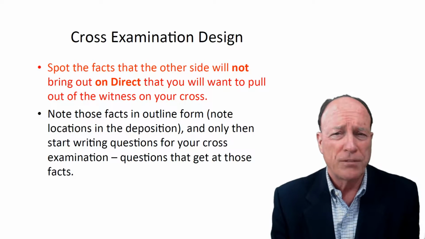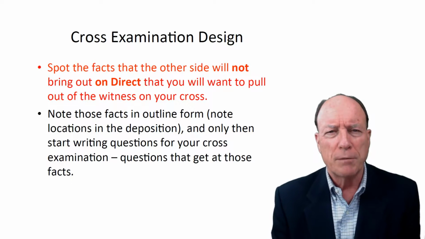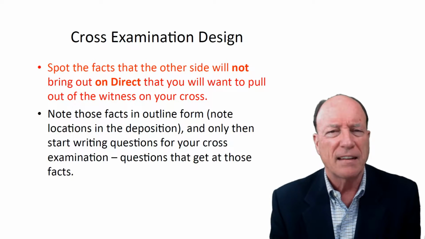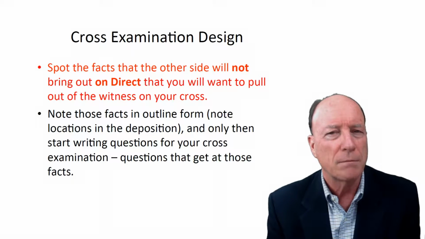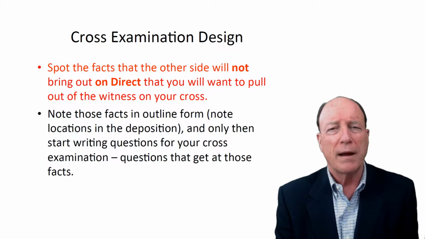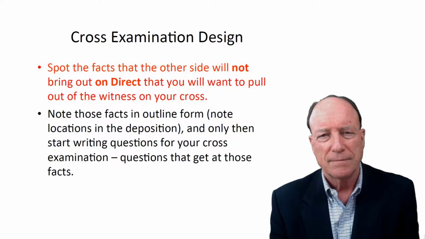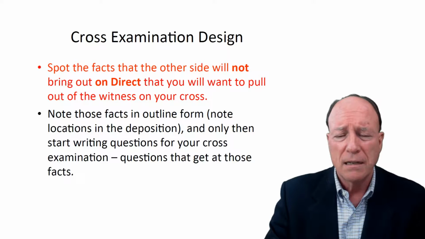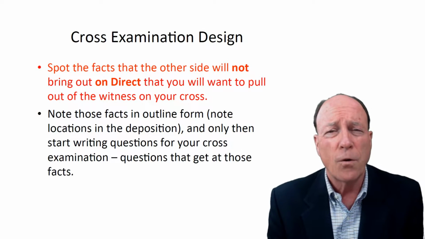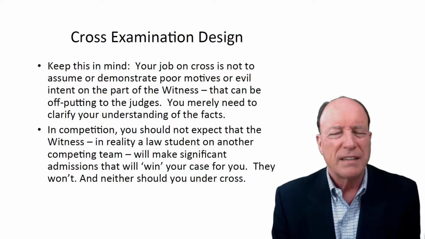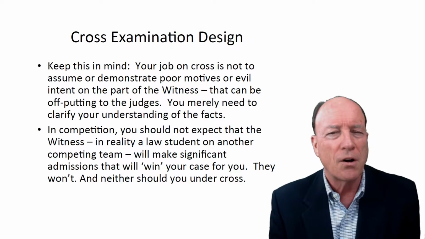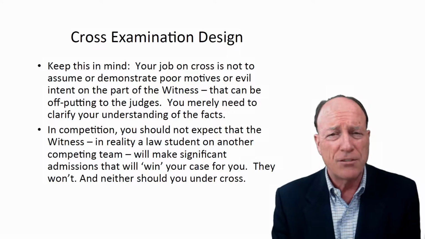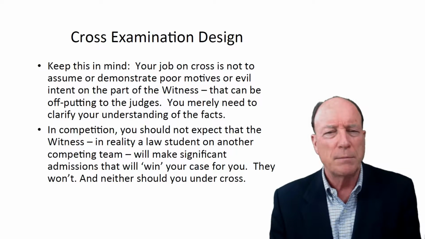Now, as with direct, I recommend that you start by jotting down in outline form the facts that you have a pretty good idea will not be testified to by the witness for the other side. Take those facts and start writing questions for your cross-examination. Now remember, the time budget is really quite small. Depending on how you allocate time, a cross-examination should be completed in the 5 to 7 minute range.